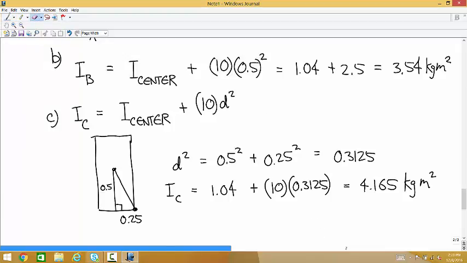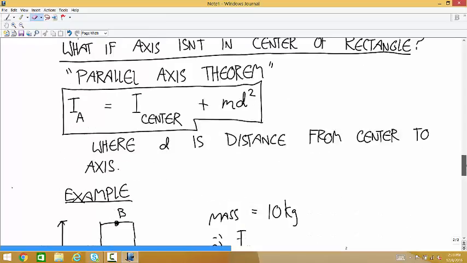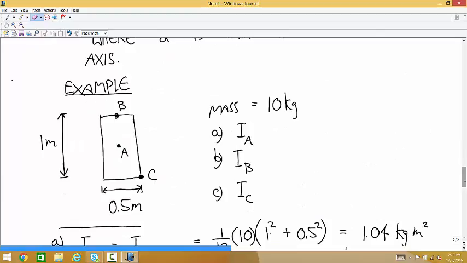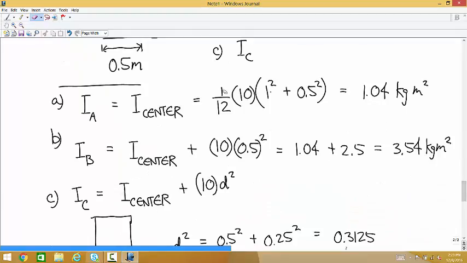Okay, so in which of these positions would it be hardest to get this rotating? Which of these three axes would make it hardest to get this rotating? C. It had the biggest moment of inertia, so it's hardest to get it rotating here. Okay, so that's all we need to know about mass moment of inertia.